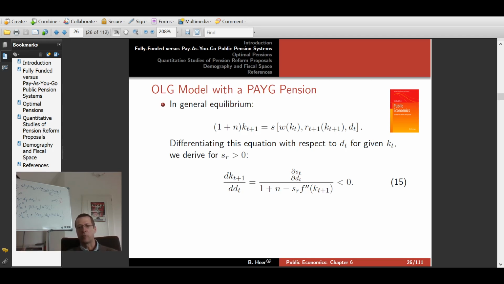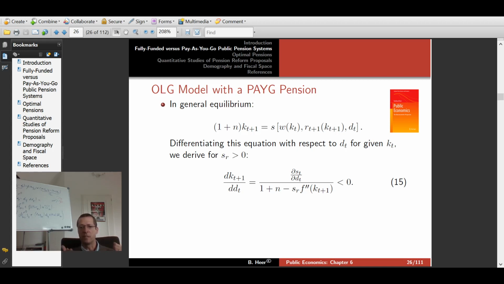We know that f'' is smaller than 0, and the reaction of savings to a change in the interest rate, the partial derivative, can be positive or negative depending on the substitution or income effect. But if you remember our argument from chapter 3, where we looked at the overlapping generations model, there we found that if we have a stable steady state, the denominator 1 plus n minus SR f'' is larger than 0.